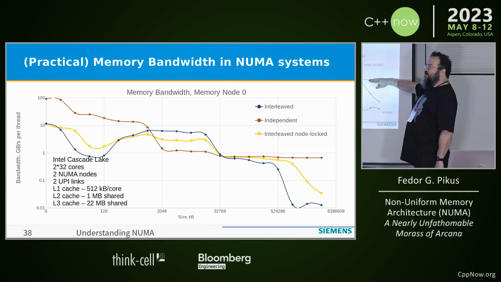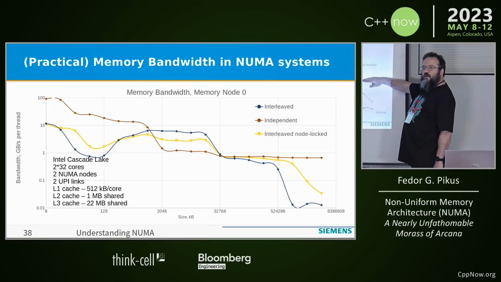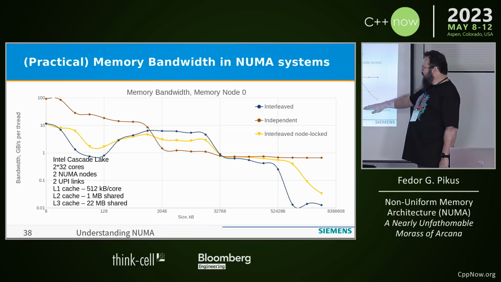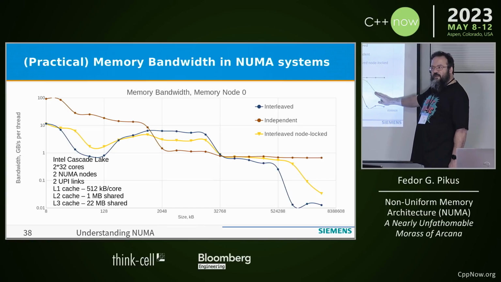64 threads running, 1 per core, writing independently. 64 threads running 1 per core, which means half are on node 0, half are on node 1, writing interleaved. 64 threads running on node 0, which means they're time slicing.